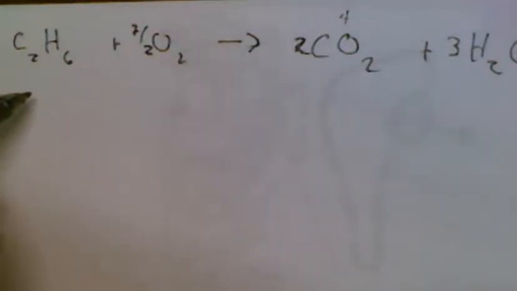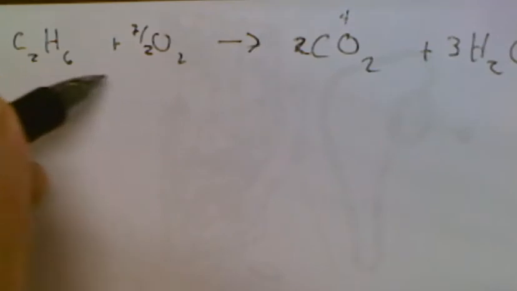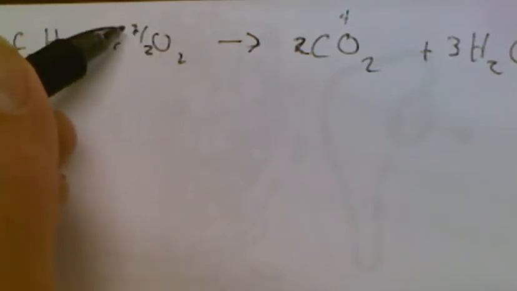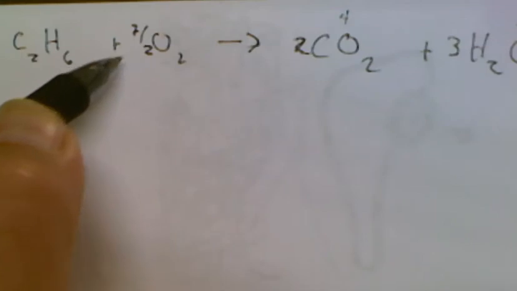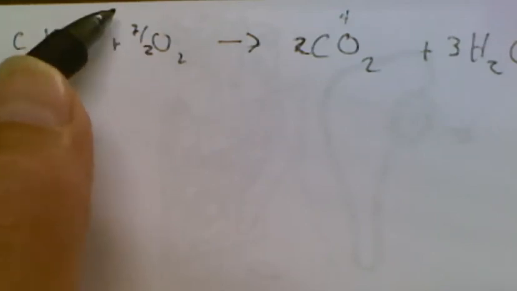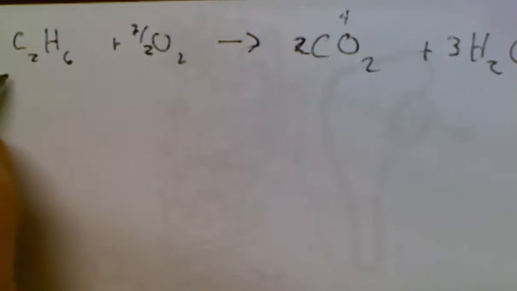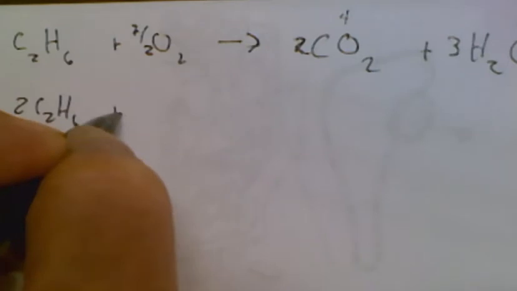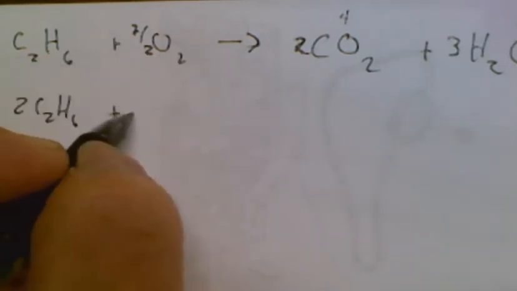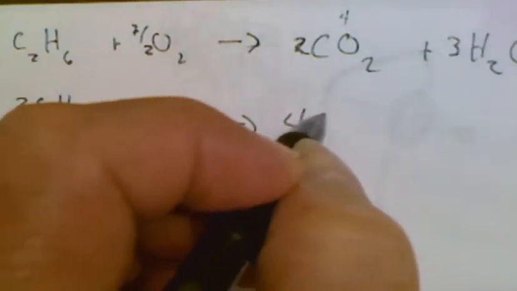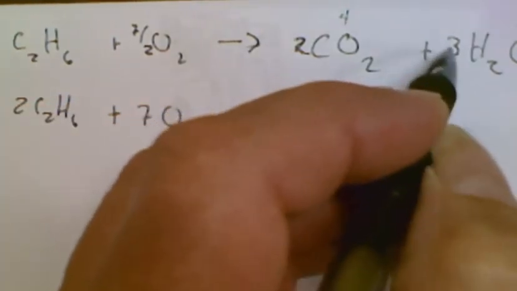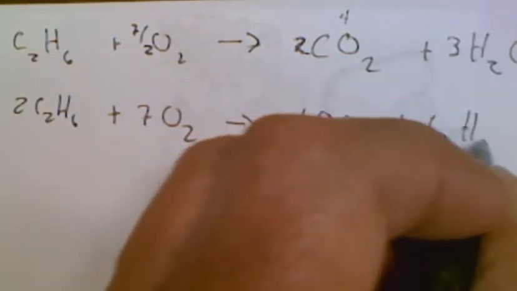So now, once again, my equation is balanced, but it's got this fraction in it that I've got to get rid of. And I can get rid of that simply by multiplying everything in this equation by 2, and that should get rid of this fraction as well as balance everything out. So let's go through that. I'm going to say that I have 2 C2H6 plus, when I multiply 2 times 7 halves O2, I end up with 7 O2. When I multiply 2 times CO2, I get 4 carbon dioxide. And 2 times 3 H2O, I get 6 H2O.